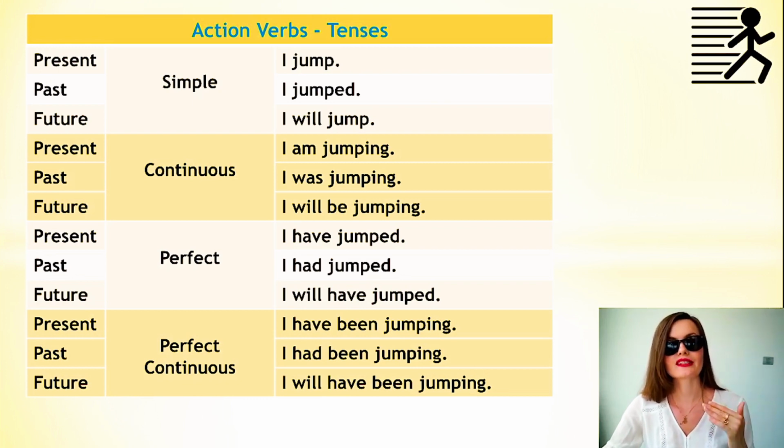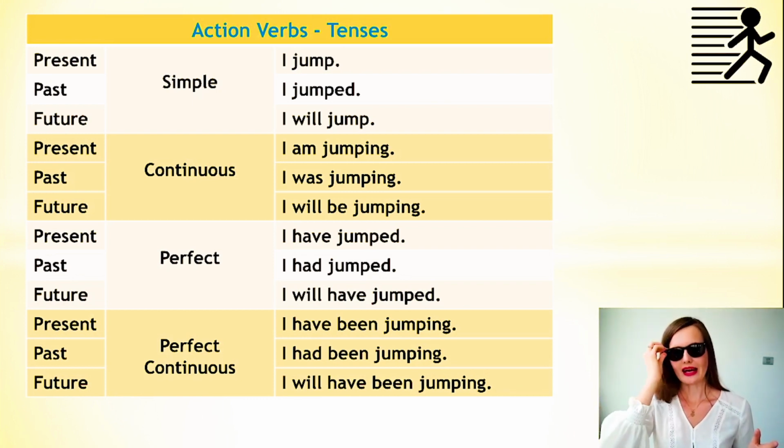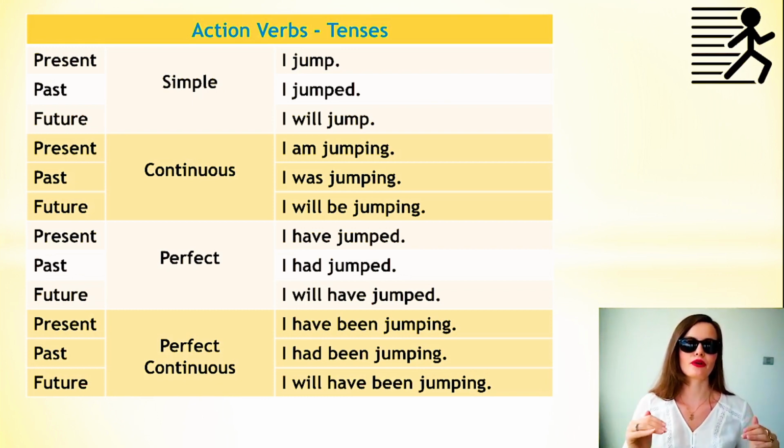And in perfect continuous tenses. Present perfect continuous, I have been jumping. Past perfect continuous, I had been jumping. And future perfect continuous, I will have been jumping. So it's pretty easy with action verbs because you know that action verbs can be used in simple, continuous, perfect, and perfect continuous tenses, in all English tenses. But there is a different story with stative verbs.